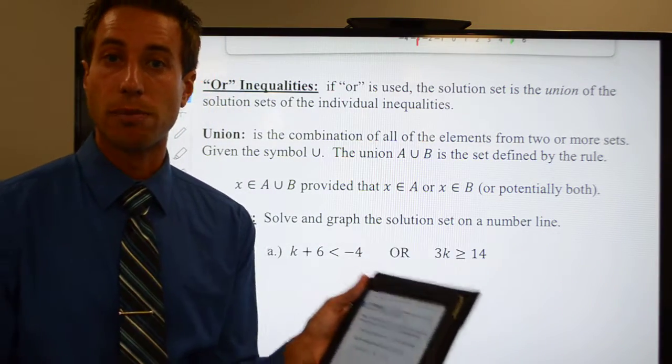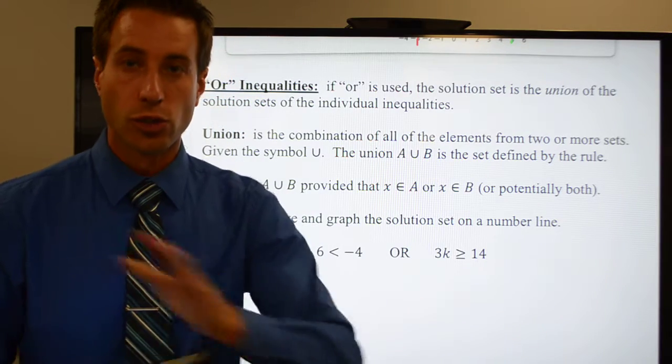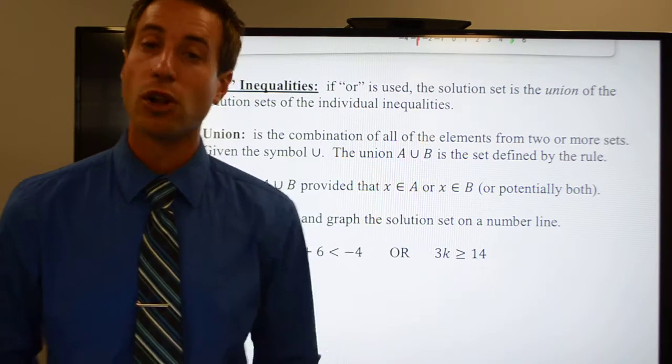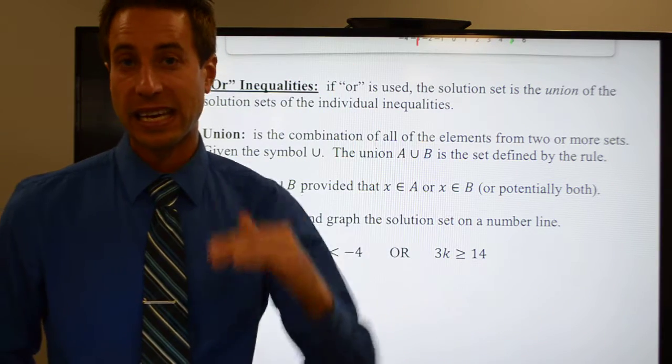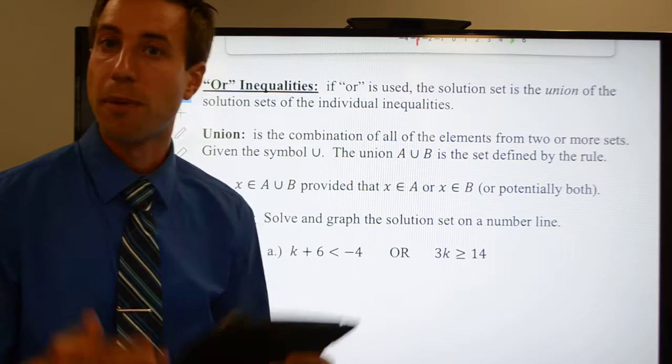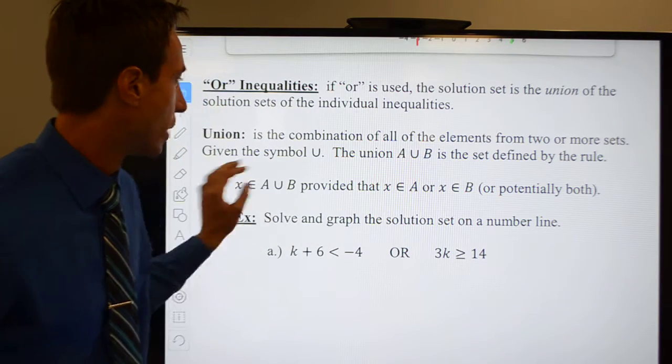Now, all of those numbers don't satisfy both inequalities. Remember, it's an OR. So the solutions in your set will only be a solution to one of the inequalities, not both. But that's okay. That's why we call it a union, written out like this.